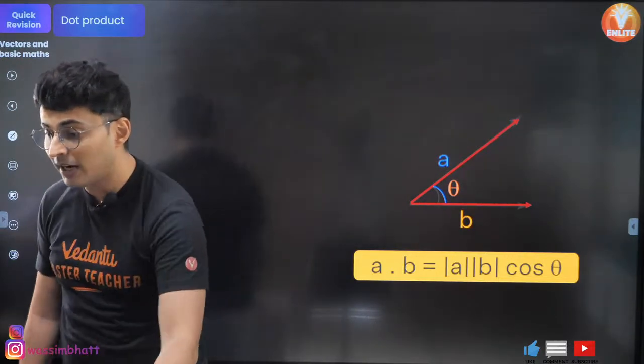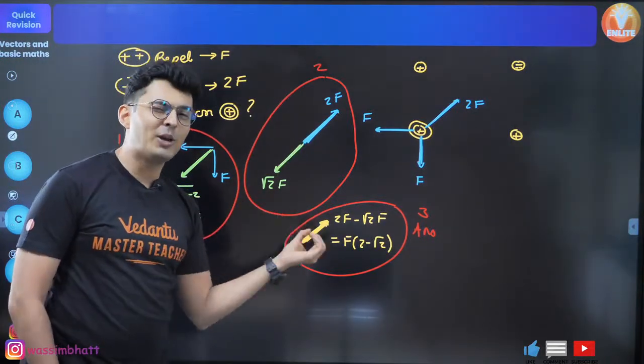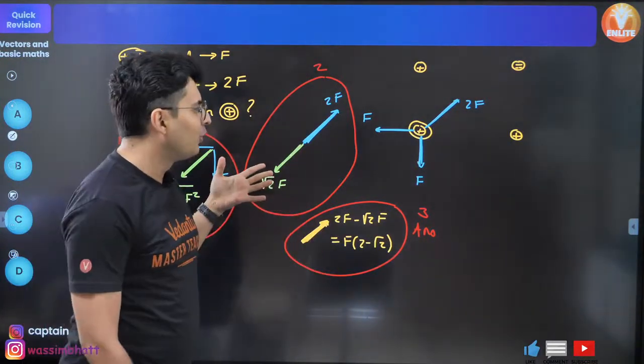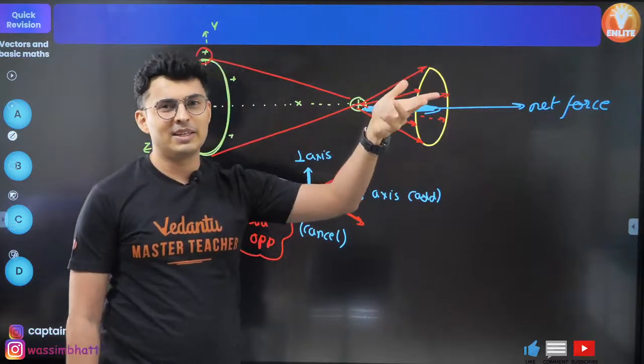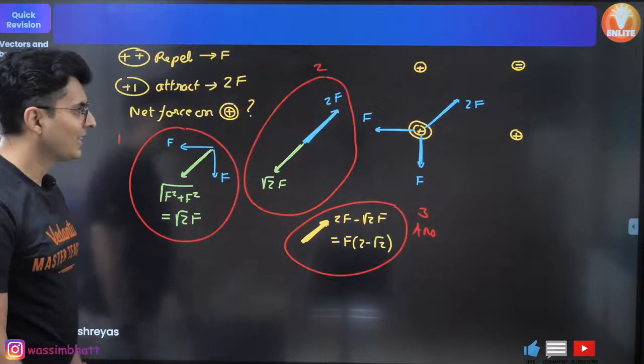What if an opposite part is cut? Then that part will be missing, and you will have some residual components. Then the force will not be along the axis. But that is not there in JEE. Don't worry, guys.